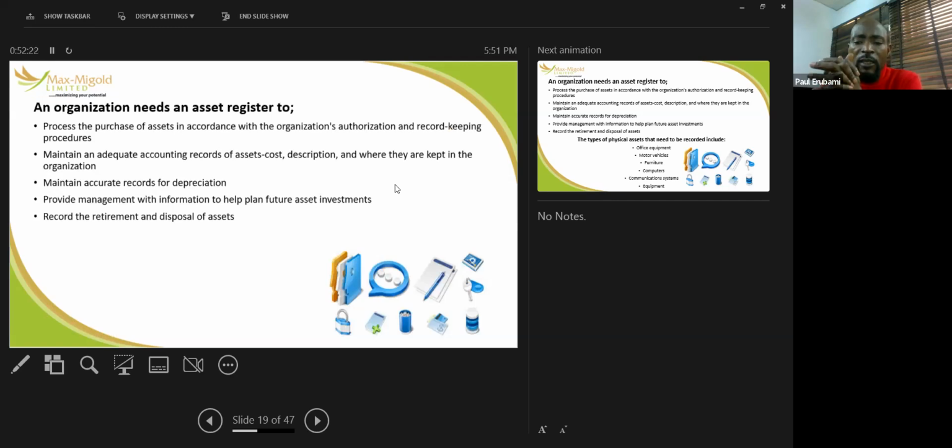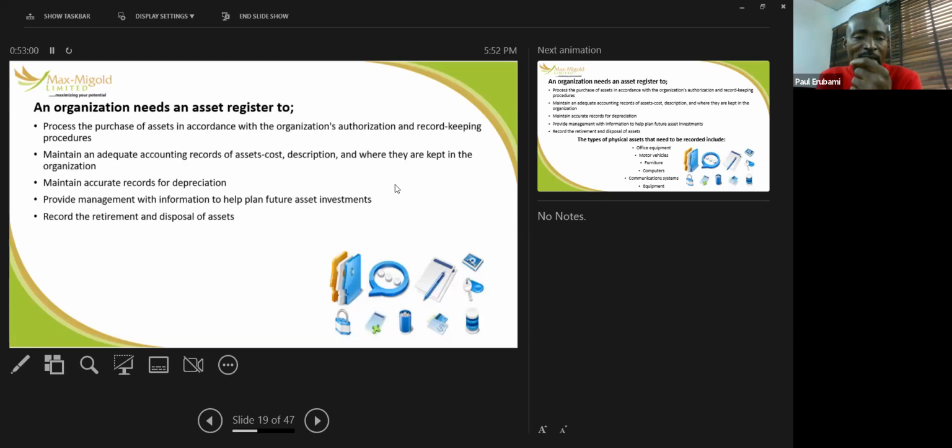So why does an organization need an assets register? An organization needs an assets register, one, to process and purchase an asset in accordance with the organization's authorization and record keeping procedure. Every company has their policies, their approval procedures. With your asset register, you can determine when the asset was bought, and whether the asset has reached its estimated lifespan. If the answer is yes, then you can use that as what? To take an approval in buying another asset for replacement.